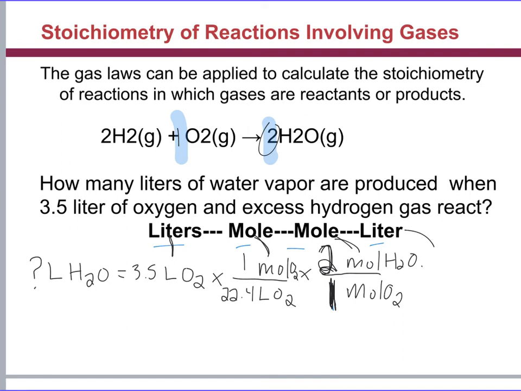And now our last conversion, we've got to get back to liters. Here's where we know we have moles of O2 on top, so we have to have moles of H2O on the bottom. And once again, this is pretty simple. One mole of water is equivalent to 22.4 liters of water, which is pretty nice, because we have an equal number of particles with gases at STP.